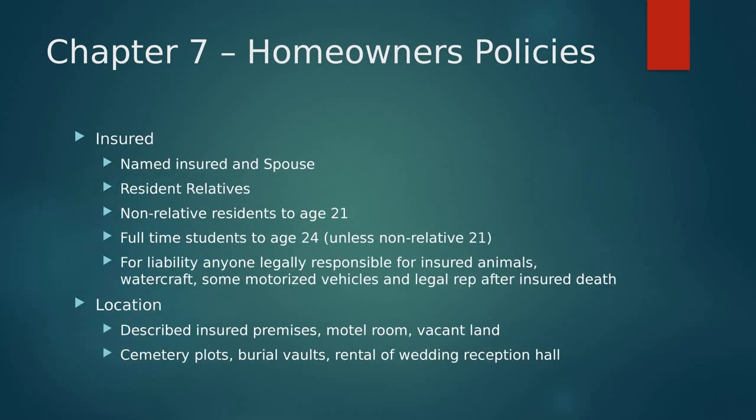Now let's define who the insured is here. The insured is going to be the named insured on the declarations page, including their resident spouse, also including any resident relatives, and any non-relative residents up to the age of 21. Any full-time students, whether they're living there or not, will be covered up to the age of 24, unless they're non-relative, and then only up to the age of 21. And then anybody, for liability purposes, who is legally responsible for the insured's animals, watercraft, and some types of motorized vehicles, and of course the legal representative after the insured has died.